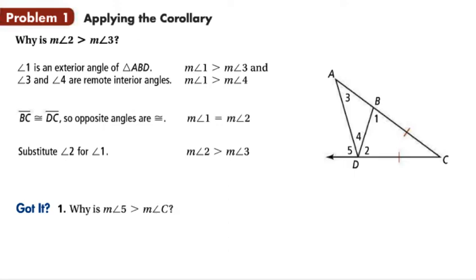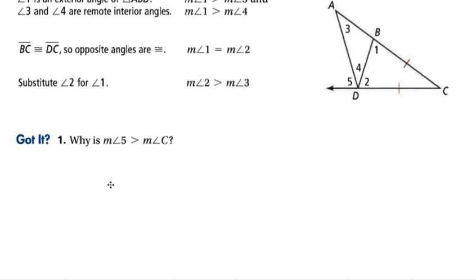Alrighty, I hope you gave that a try. Why would angle 5 be bigger than angle C in that figure? Well, angle 5 right here is an exterior angle to triangle ACD, this big triangle. So you could start out by saying that angle 5 is an exterior angle.